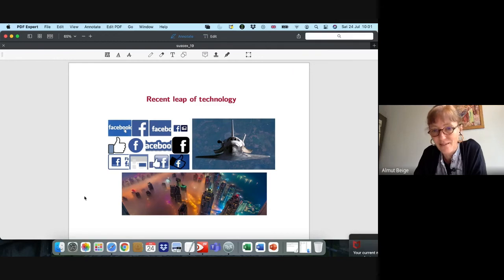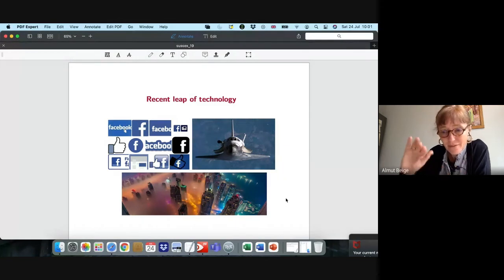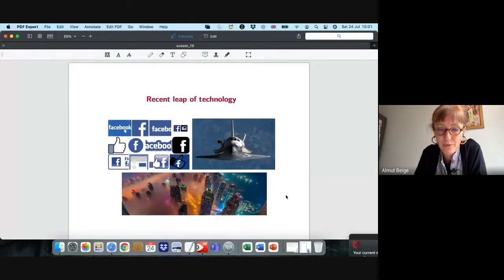It's not always making our life nicer. I find these pictures quite horrible, but it is definitely a change that is happening. Cities look different now than they did just 50 years ago, and this kind of change in technology is happening more and more rapidly.